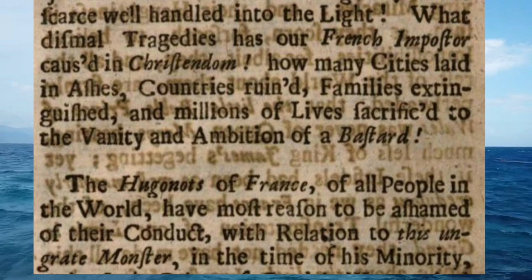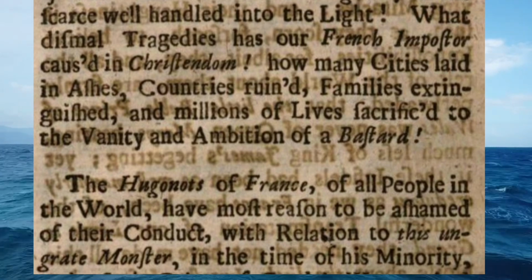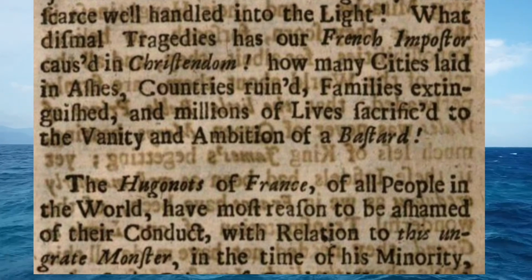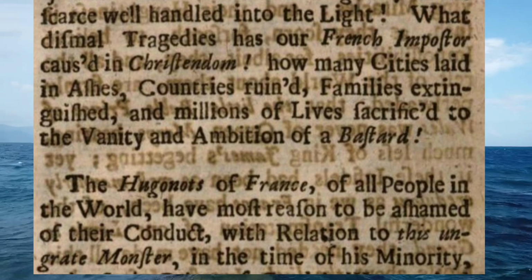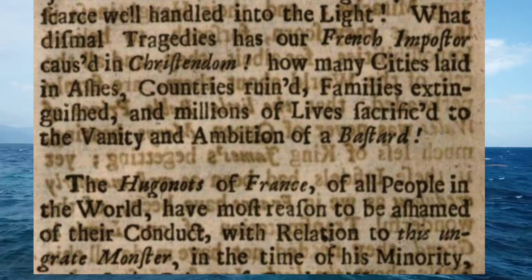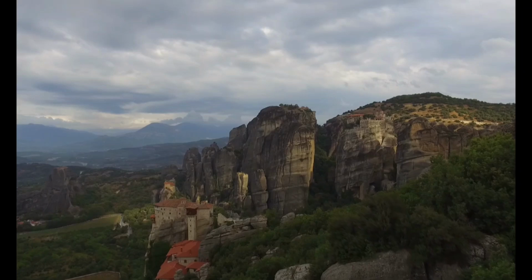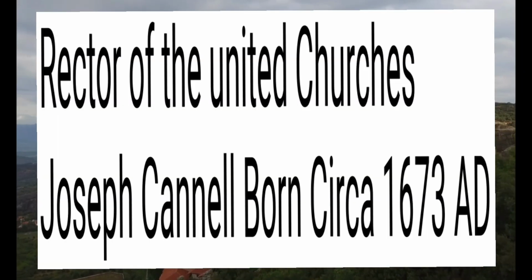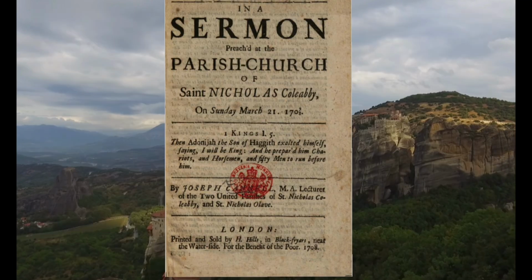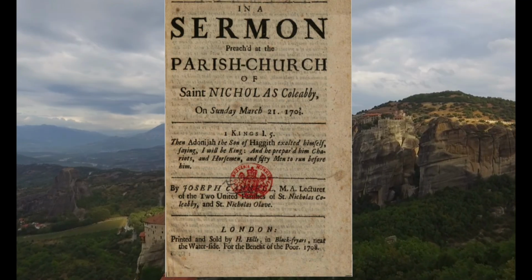So the Negroes and the blacks in Africa weren't the only people complaining about him. In Europe, the Jacobites were also complaining about him too. Where did this guy come from? Who let him rule? Okay, so we're reading from the rector of the United Churches, Joseph Cannell, born circa 1673 AD. And this is a sermon right here, an eyewitness account.